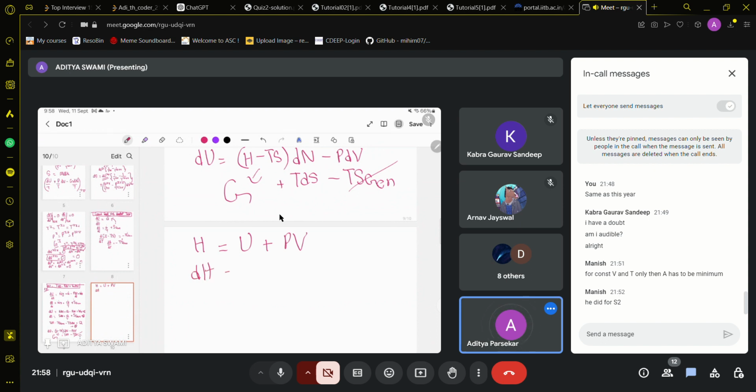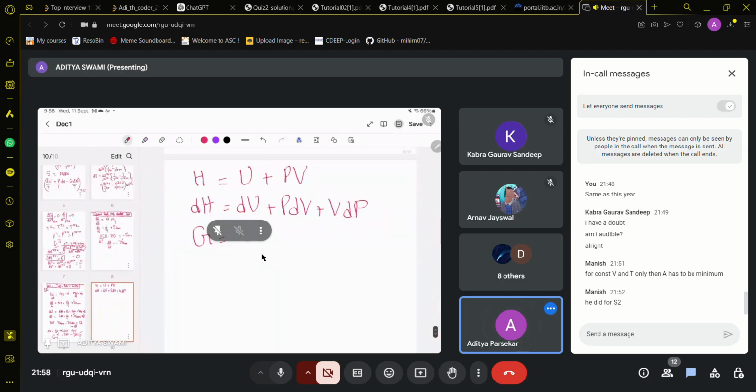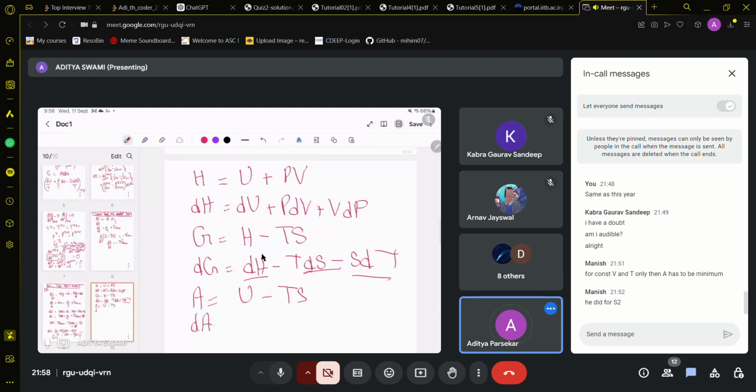Now differentiate: dU plus PdV plus VdP. You know dU, so similarly you get all the others. Similarly, G is H minus TS, so dG is dH minus TdS minus SdT. You know dH, now I just have to incorporate these terms. Similarly, A is U minus TS, and dA is dU minus TdS minus SdT.